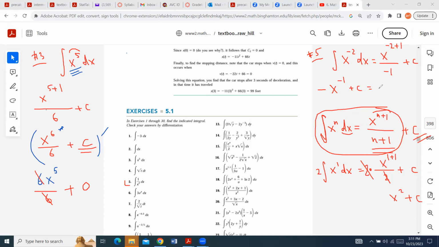And people usually like to bring x down because the answer should have no negative powers. So if the power was -1, then you can bring this down to the denominator and have x to the power of +1. But the negative in front is going to stay with us. It's not going to disappear.